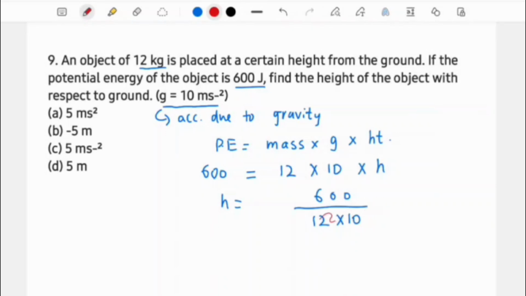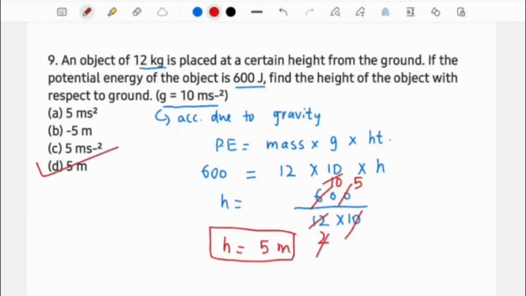Okay, h can be found to be 600 upon 12 into 10. This comes out to be, 0 and 0 go, 6 10s are 60, 6 2s are 12, 5. So your h is 5 meters. So option D is the correct option.